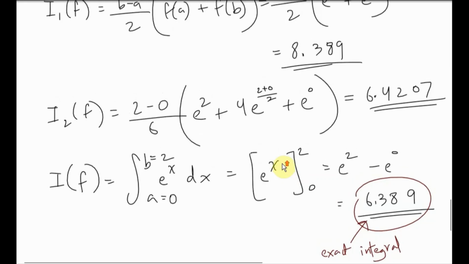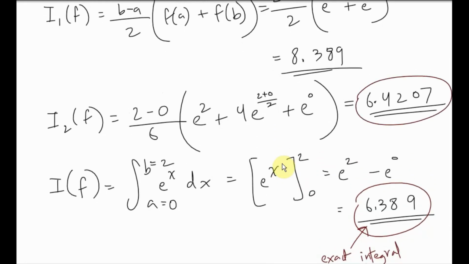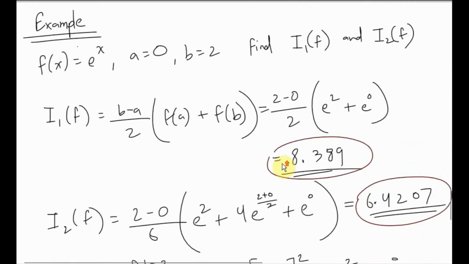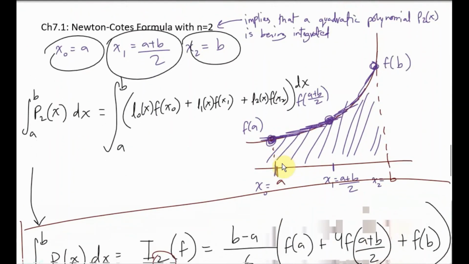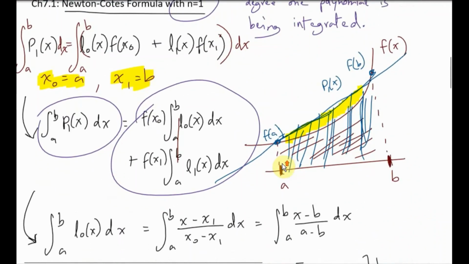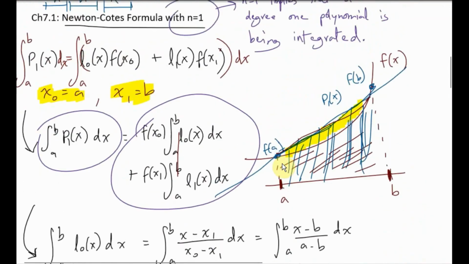And as we can see, Simpson's rule is far closer to the exact integral than the trapezium rule, right? That's because, again, if we take a look at this graph, with Simpson's rule, we have a better approximation of the curve. But with the trapezium rule, we just have a straight line, and that's the best we can do. So naturally, the error is prone to be higher in this case.